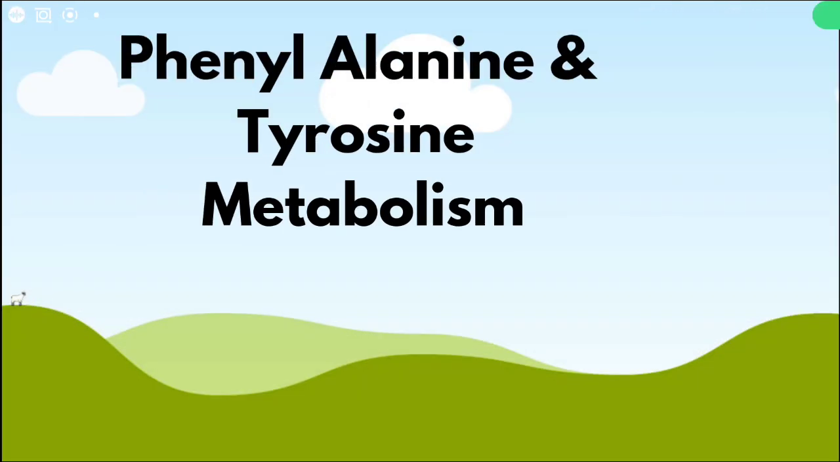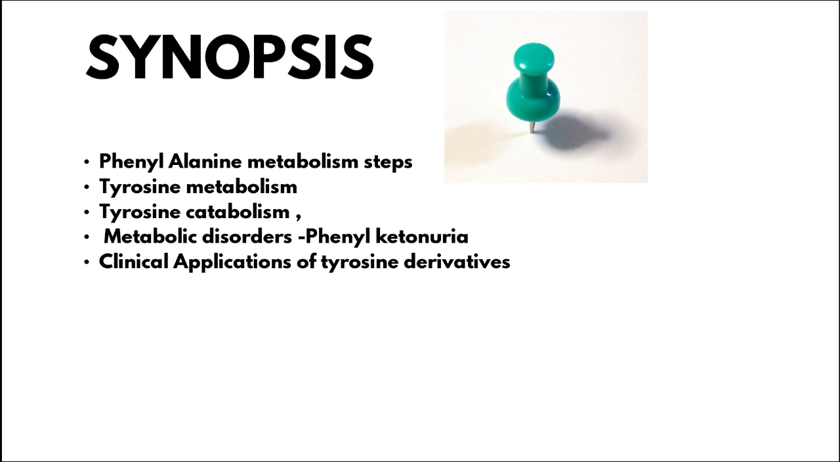Hello everybody. Today we are going to discuss phenylalanine and tyrosine metabolism. Synopsis. This is the most essential heading that everyone should have in an essay for better marks. Here we discuss phenylalanine metabolism steps, tyrosine metabolism, catabolism, metabolic disorders like phenylketonuria, and clinical application of tyrosine derivatives.